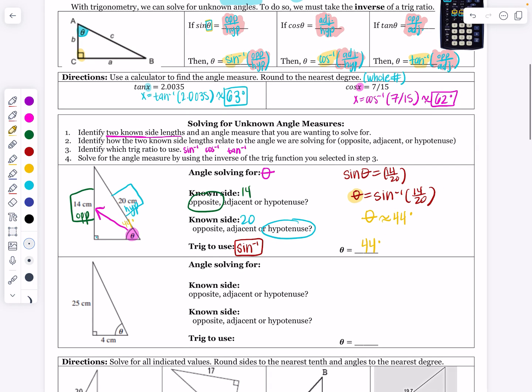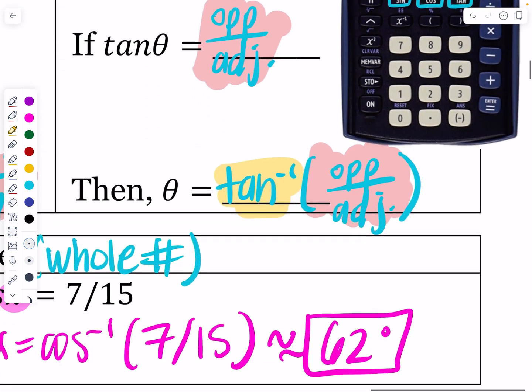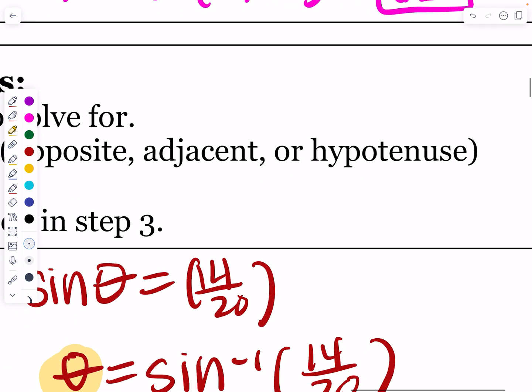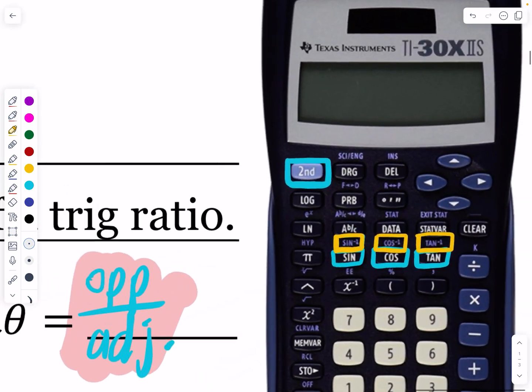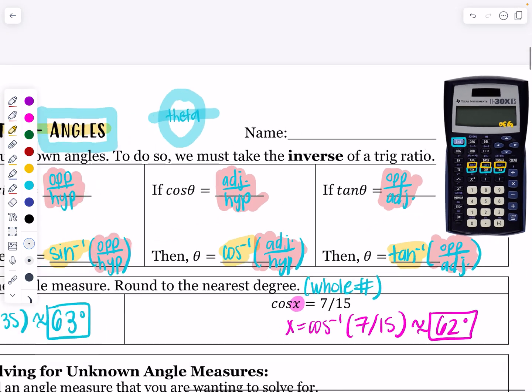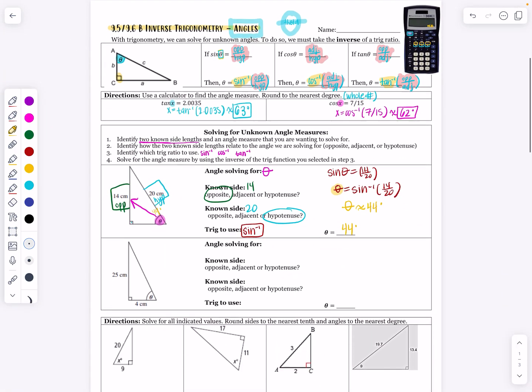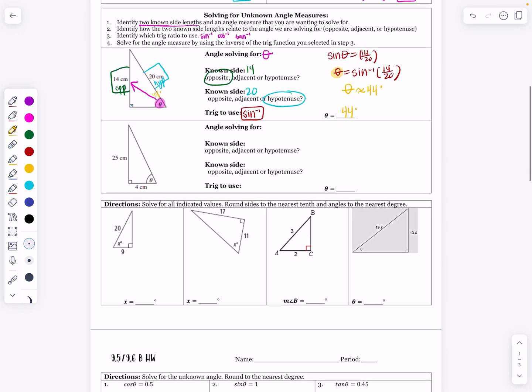All right, so I did want to point this out. Whenever you are typing this in, inverse sine, you click second sine, 14 divided by 20. You want to make sure that it says on your calculator DEG down here. We're working in degrees, not in radians. Okay? So make sure your answer makes sense. It should be an acute angle, which of course we know is going to be less than 90. Every single time it should be less than 90.